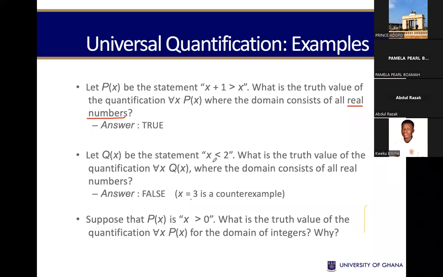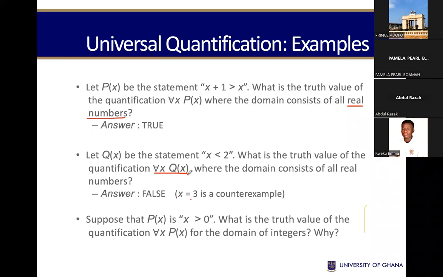Okay, so the second example, if x is, let's say, 3, the question is: is 3 less than 2? No. Are you with me? That's false. So once you get that, you draw a conclusion that the whole of this statement is false. You don't care about the rest.